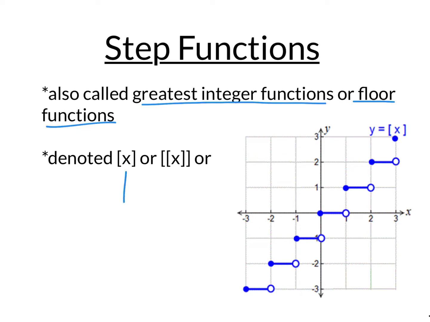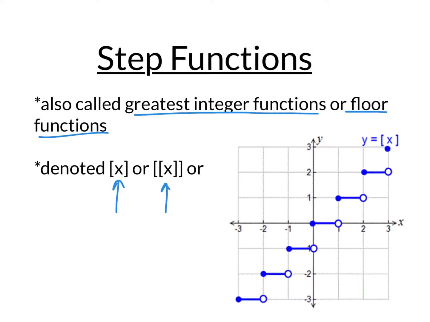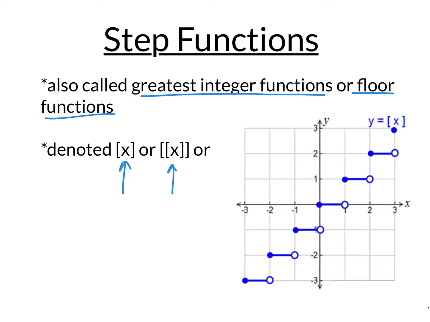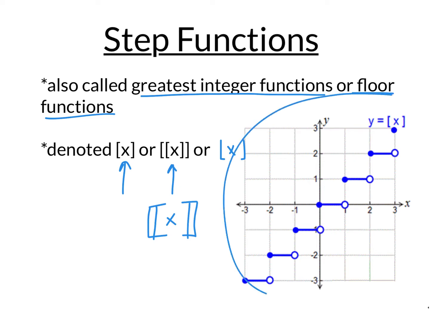So it's either x with the square brackets. Sometimes you might see it with double brackets, and sometimes they write it as a bracket with a line on the inside. So you might see it like that as well. Or sometimes it's a bracket with just the bottom part, almost like an L, but smaller because it's just the bracket. And this is what the parent function looks like.